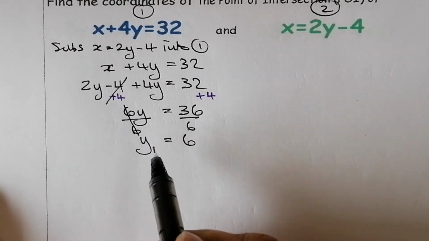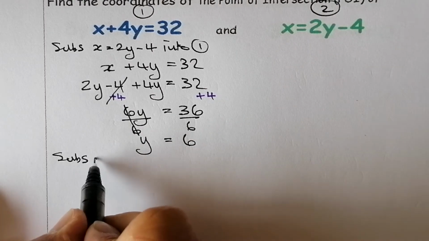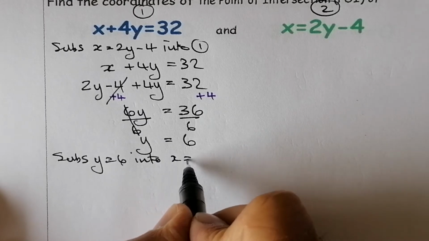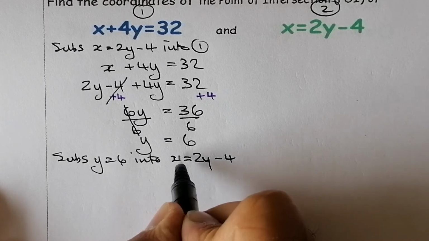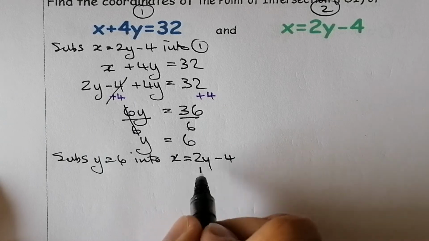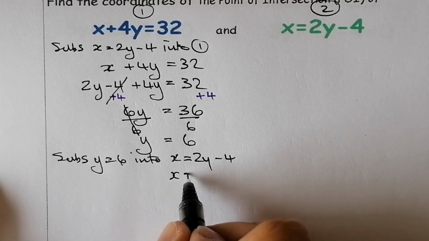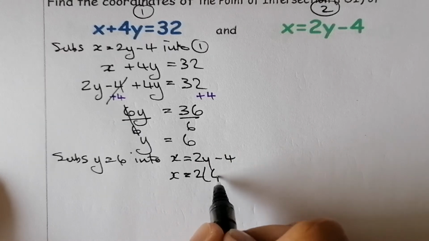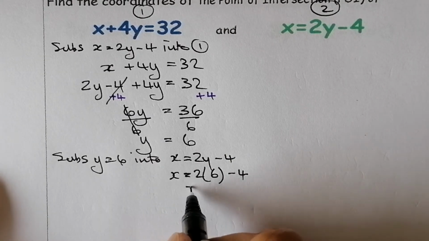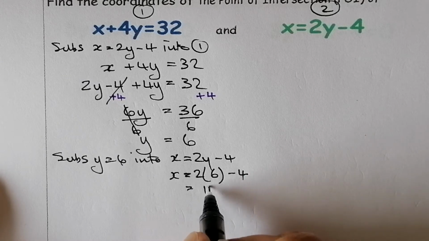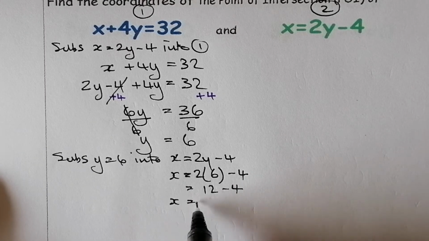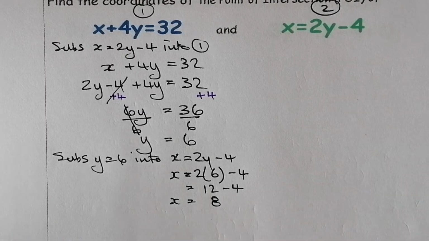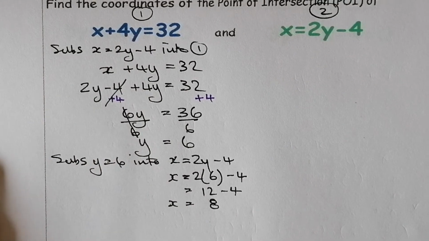So I'm going to substitute the y equals 6 into equation 2 up above, which is that equation there. Once I substitute it in, I should be able to find out what x is equal to. So x is equal to 2 times the 6, take away 4, so that's going to be 12, take away 4, so x is going to be equal to 8. So there I've got my two values, got y first, got the x second.